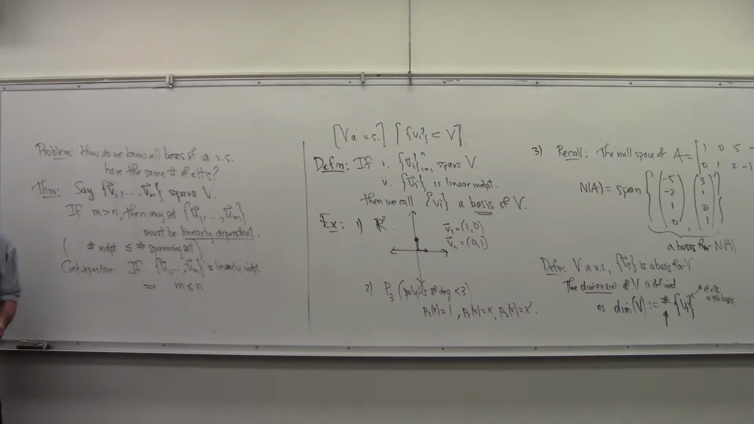Yes, Ian. How can they ever be equal? Like, how can the number of elements in an independent set ever be equal to the number of elements in a spanning set?